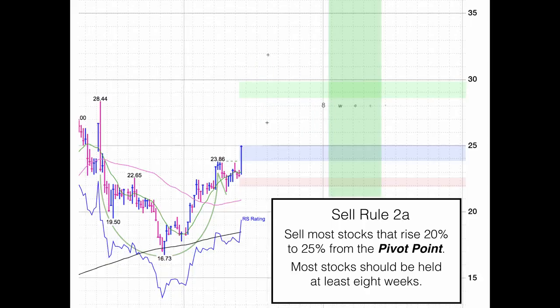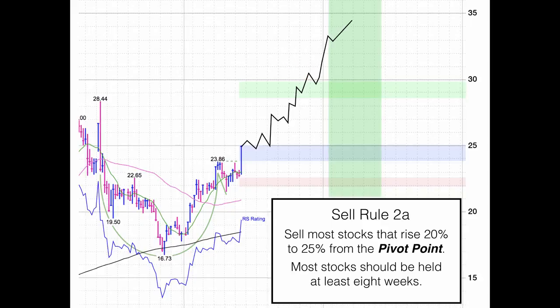Okay? And why do you do that? Well, many times the stock will come up quickly. This one's 6 weeks. It's up well past the 25% zone. Do you sell it? Well, according to sell rule 2A, you want to try to give this at least 8 weeks. And here you are, you're 25%, but you're not 8 weeks, so you don't sell it yet.